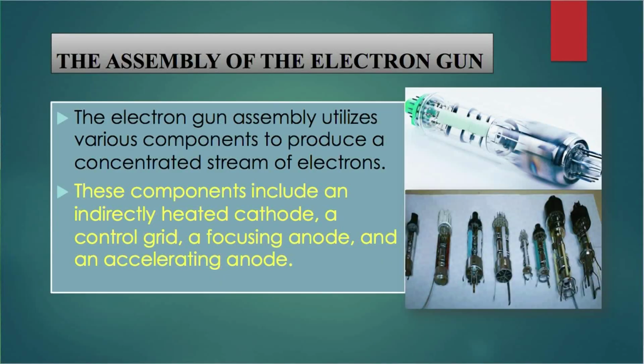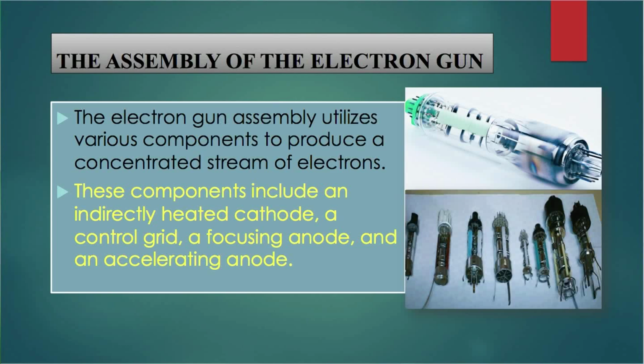Now let us come to the second component, that is the assembly of the electron gun. The electron gun assembly utilizes various components to produce a concentrated stream of electrons. These components include an indirectly heated cathode, a control grid, a focusing anode, and an accelerating anode.